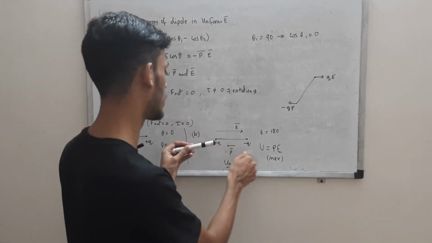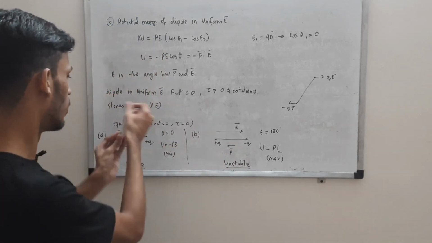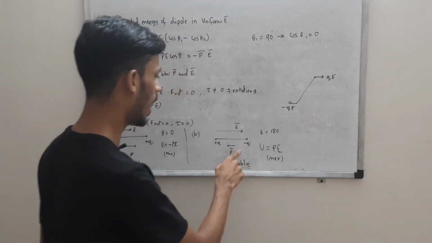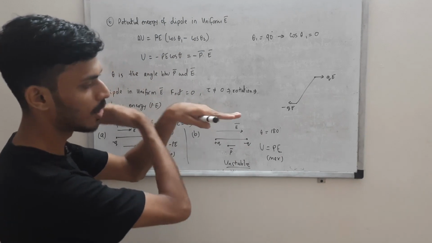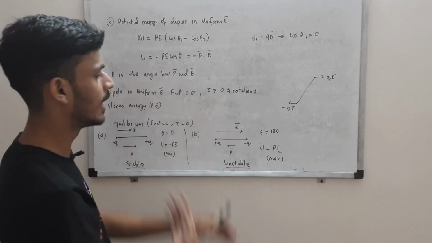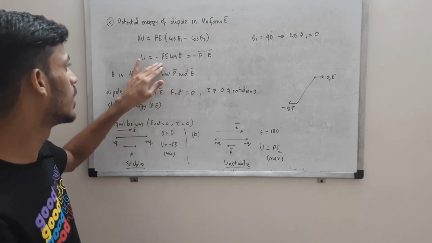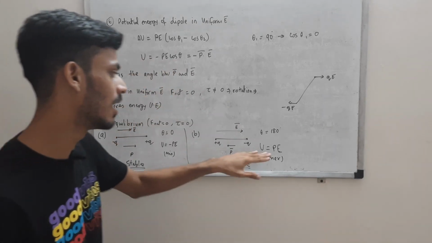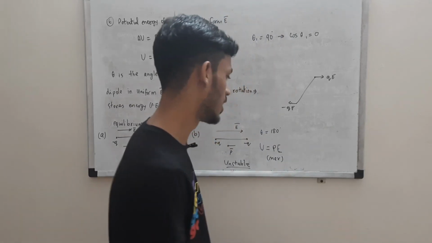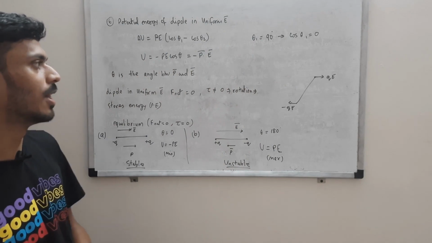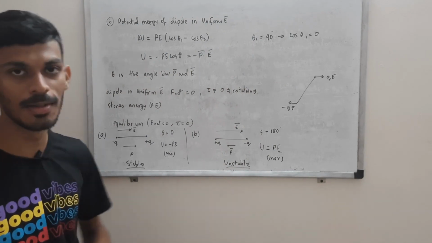Here we have minus q, plus q. We have just rotated the dipole by 180 degrees. So the E and P vectors are opposite to each other, and the angle between them is 180 degrees. In that case, cos of 180 is minus 1. So that minus sign will nullify this, and you will get plus PE, which is the maximum your potential energy can be. And for that reason it is the unstable equilibrium. So that's about this simple concept.